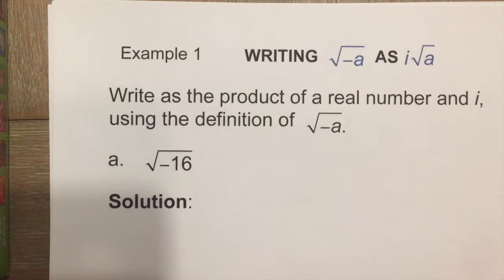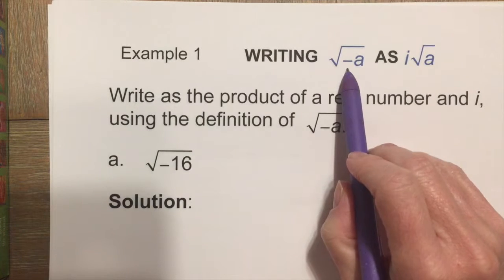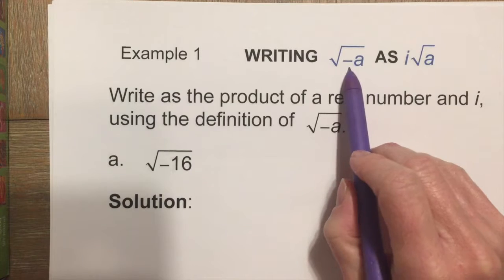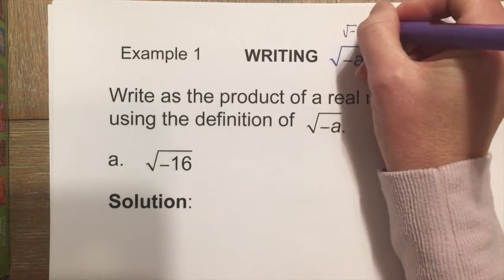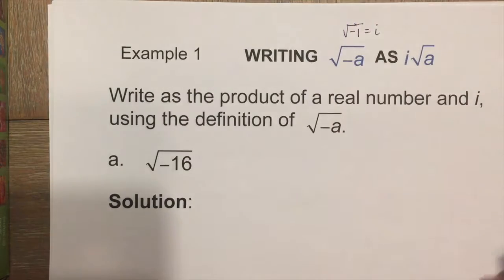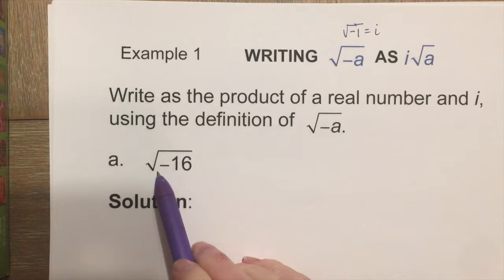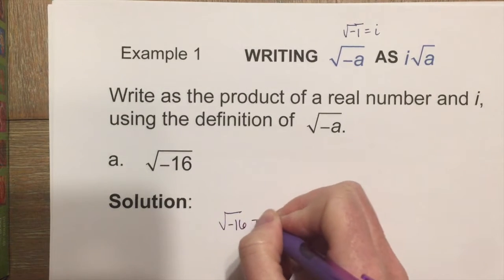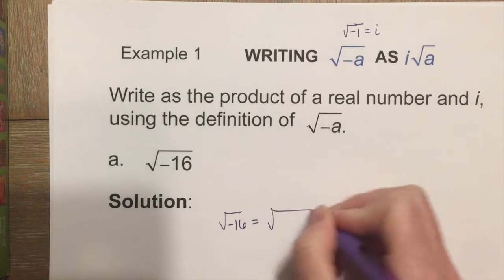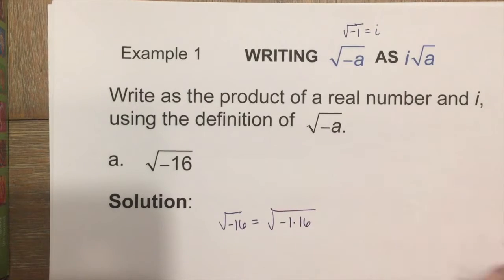So you'll primarily be using this to do square roots of negative numbers. For example, if we have the square root of a negative number, we can pull out the -1, because I know the square root of -1 is equal to i. So in this case, if I'm looking at the square root of -16, I can think about the square root of -16 as being the square root of -1 times 16.